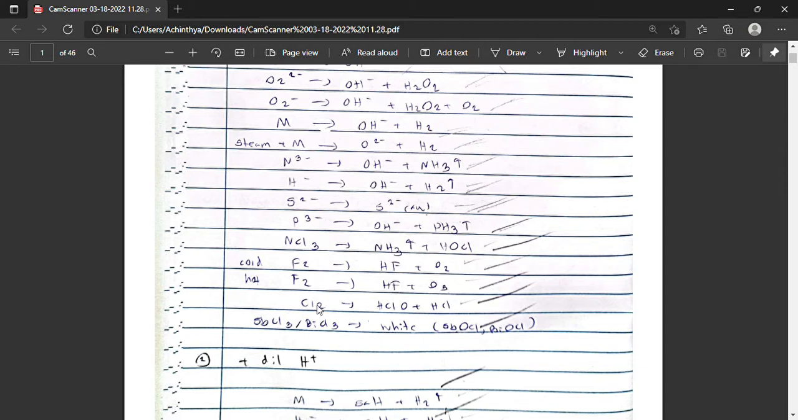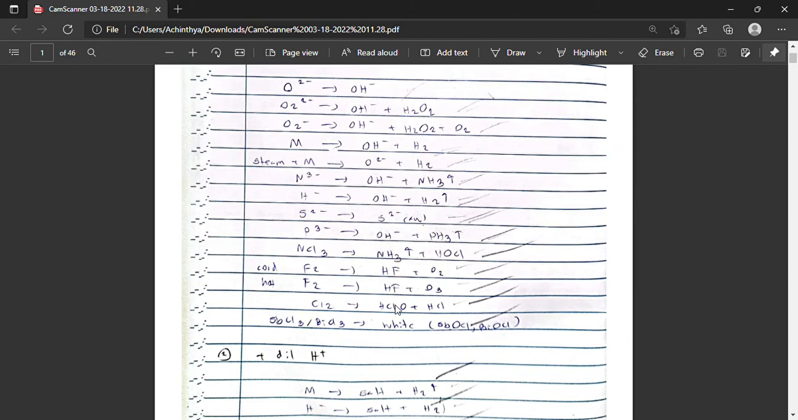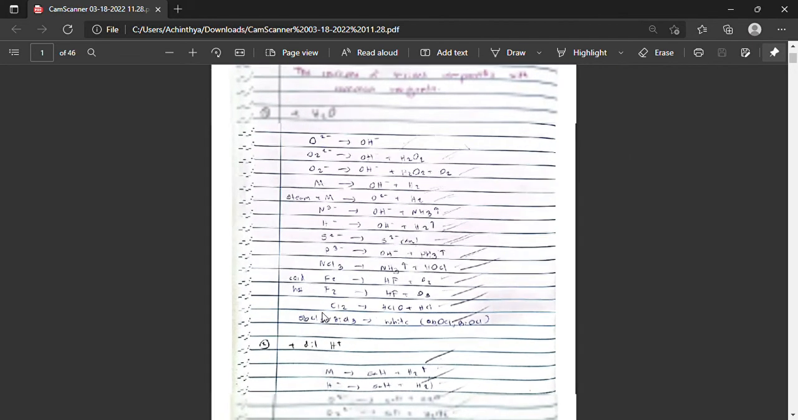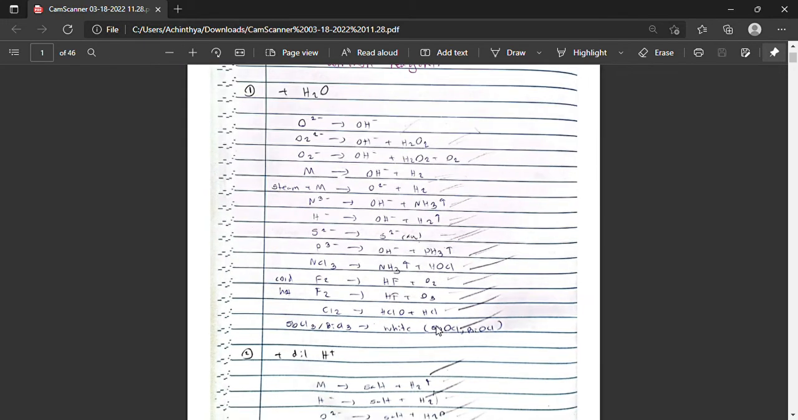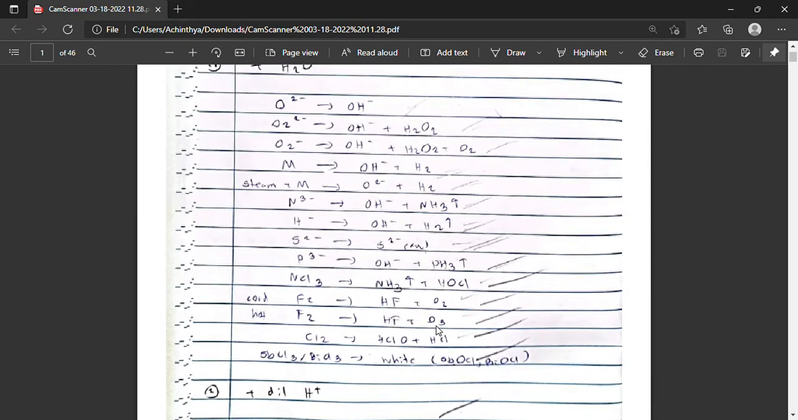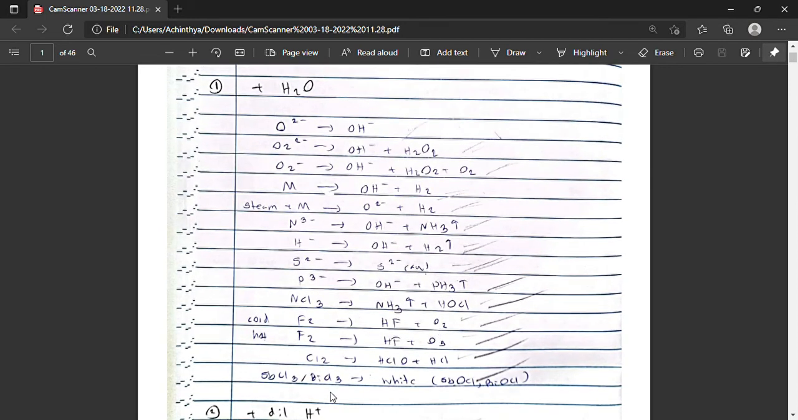If we were to add water into chlorine, we would get hypochlorous acid and hydrochloric acid. And if we were to add antimony and bismuth chlorides into water, we will observe a white turbidity forming, and that is unique to these two compounds. Just add water.